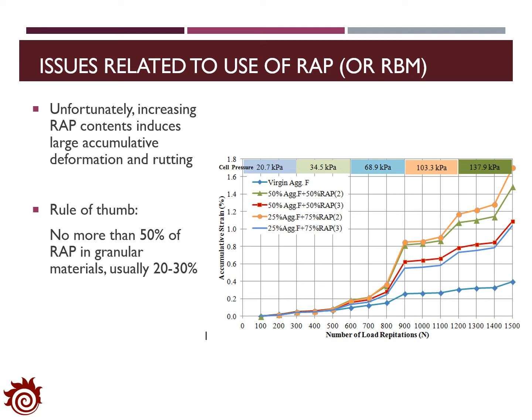So in reality, when we are trying to use the reclaimed materials, we have to make sure that the content of RAP should not be larger than 50%. And actually, usually we will choose 20 to 30% to achieve the optimal performance of the pavement.